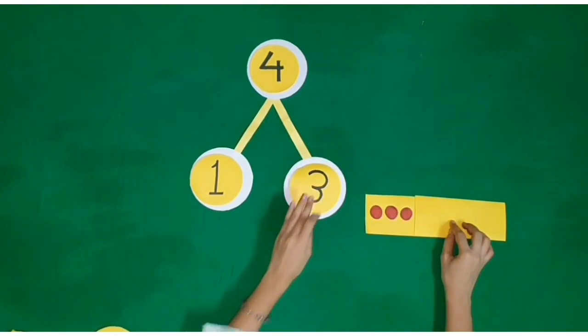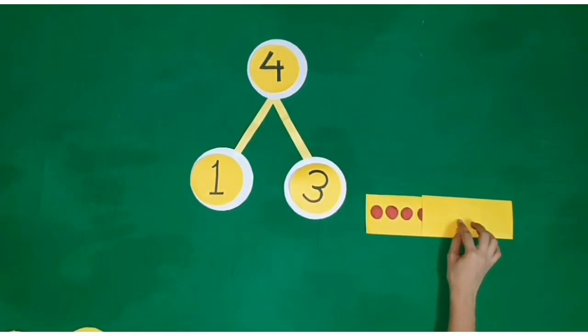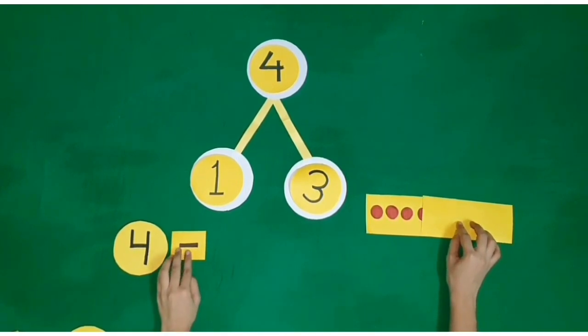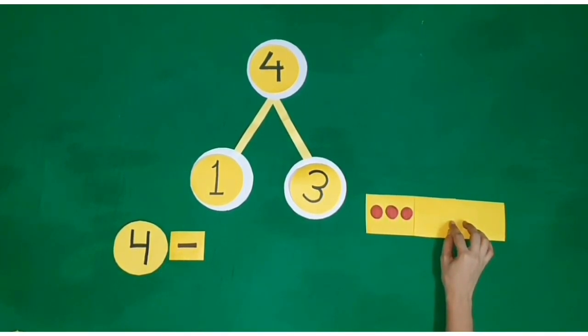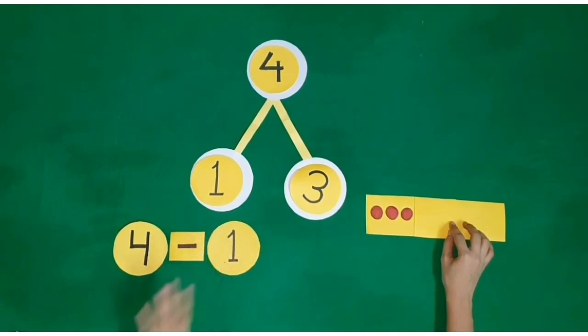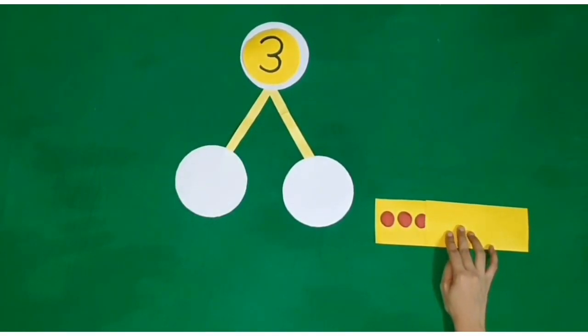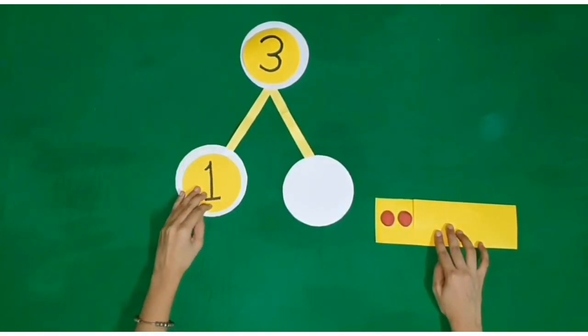Dots left behind are 3 dots. 4 dots minus 1 dot is equal to 3 dots. Just see here, 3 dots. 1 dot is hid under the card.